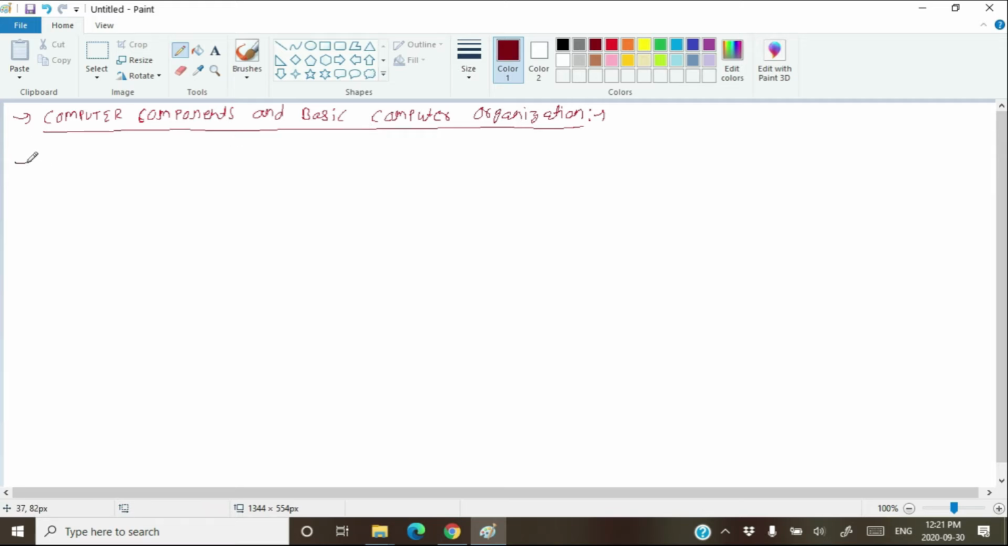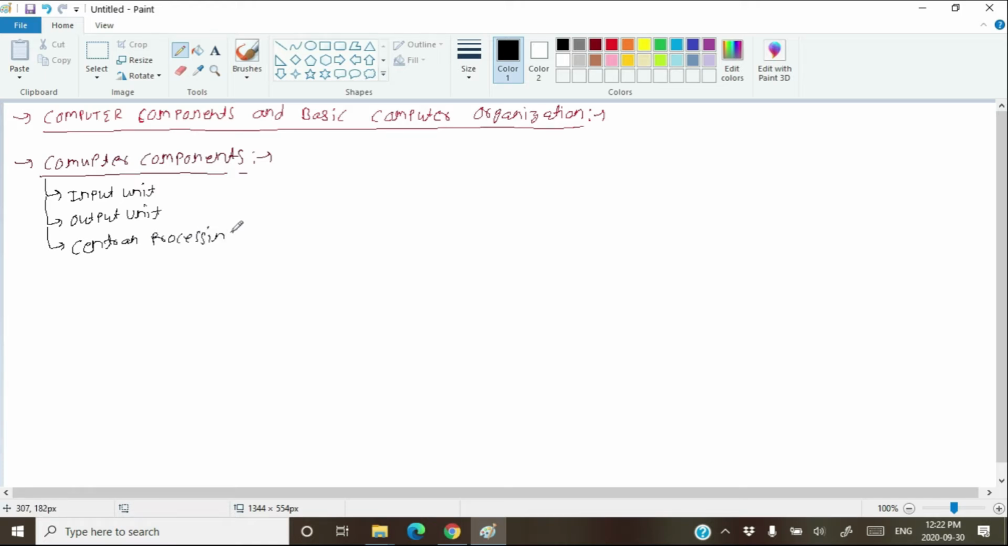First, let's see about computer components. What are the various components of the computer? The first one is called input unit. The second one is called output unit. The third one is called central processing unit, that means CPU.